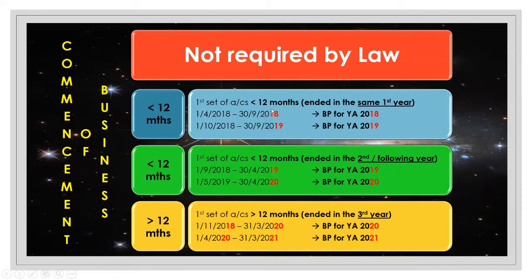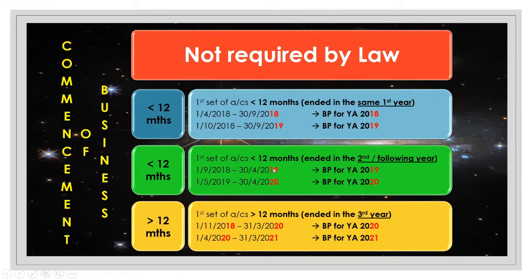Alright, so since you first closed your first set of account in 2018, therefore the first year of assessment will be YA 2018. So for YA 2018, your basis period would be your first set of account, which will be 1st April 2018 until 30th September 2018. And then the second set of account, which you would have 12 months already, started from 1st October until 30th September 2019. So this will be the basis period for your second year of assessment, which is YA 2019.